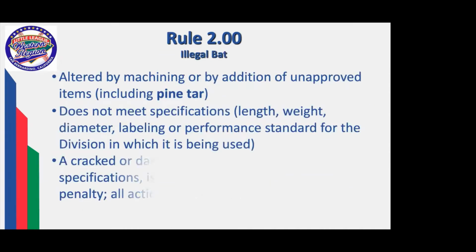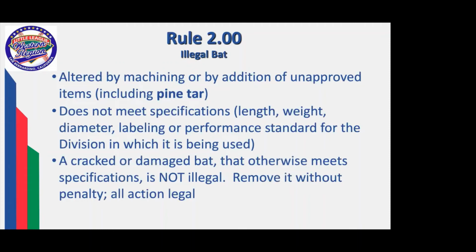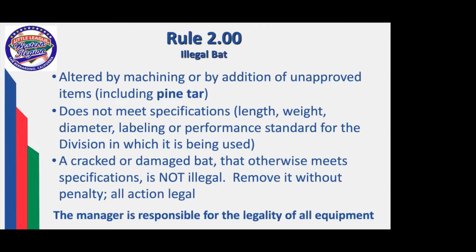Illegal bat. We'll talk much more about this in Rule 606, but basically, year before last, Little League added that the addition of pine tar makes a bat illegal. In our pregame inspections, we're looking for length, weight, diameter, and labeling to make sure that the bat is appropriate for the division it's being used in.